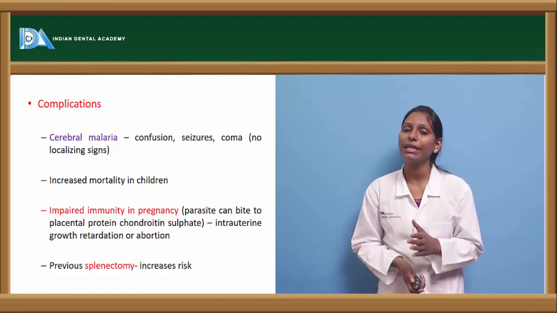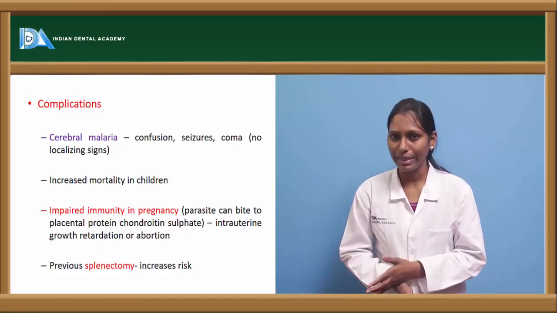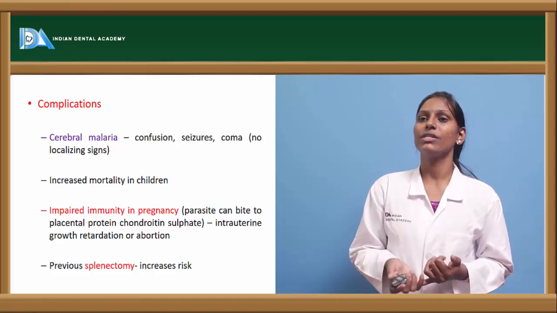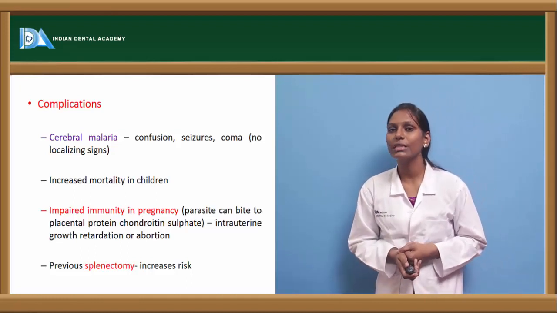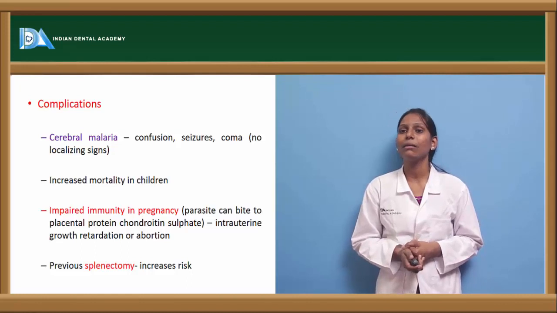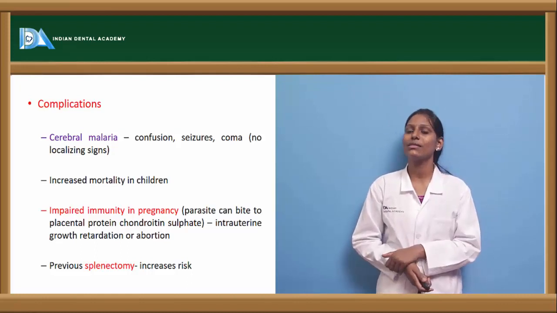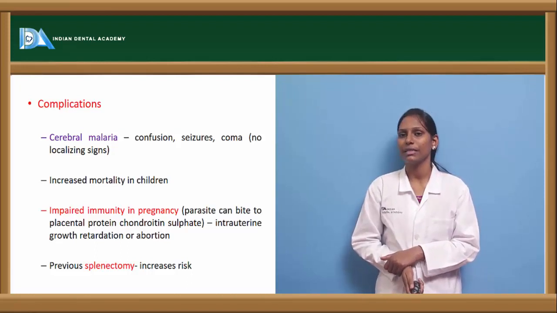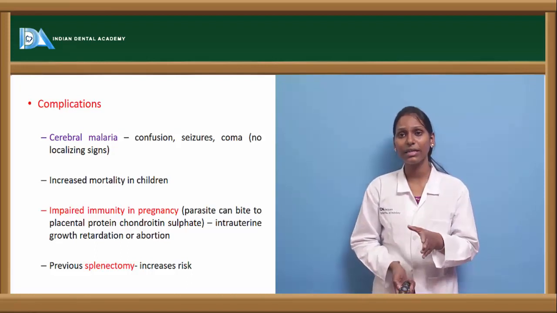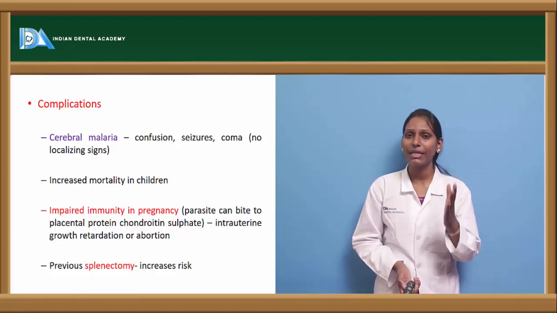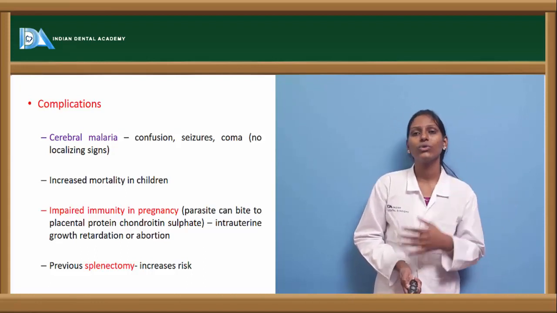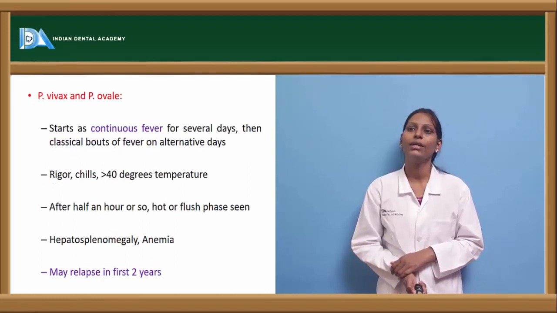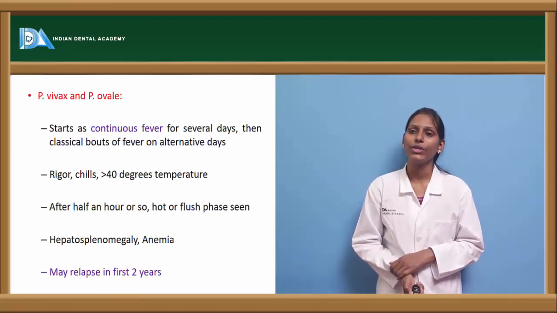If malaria occurs in pregnancy, then there will be impaired immunity. If it occurs in early stages, there can also be abortion or growth retardation of the child. The parasite can bind to the placental protein, that is chondroitin sulfate. Hence, intrauterine growth retardation can be seen in these cases. In case the patient has undergone a previous splenectomy, the risk of complications of malaria is also increased. Coming to Plasmodium vivax and Plasmodium ovale.